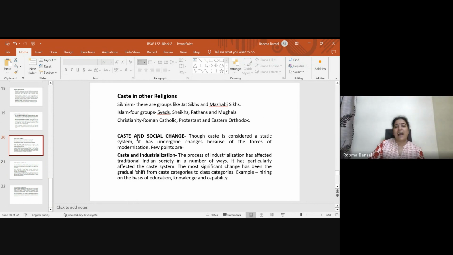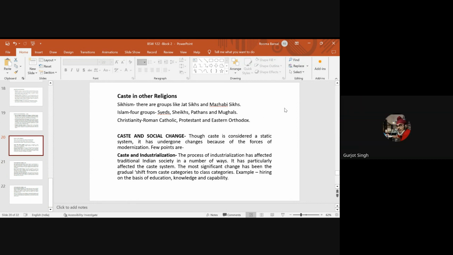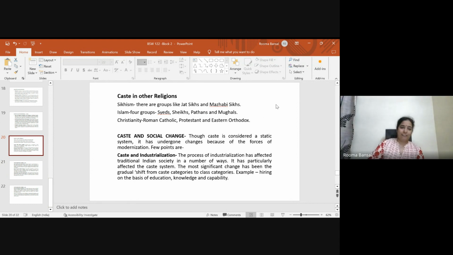Okay. Caste and social change. Though caste is considered a static system, it has undergone changes because of the force of modernization. Few points are there which we are going to discuss tomorrow. Would it be okay? Yes, ma'am. No problem. Okay, fine. Tomorrow we will discuss caste and social change completely.